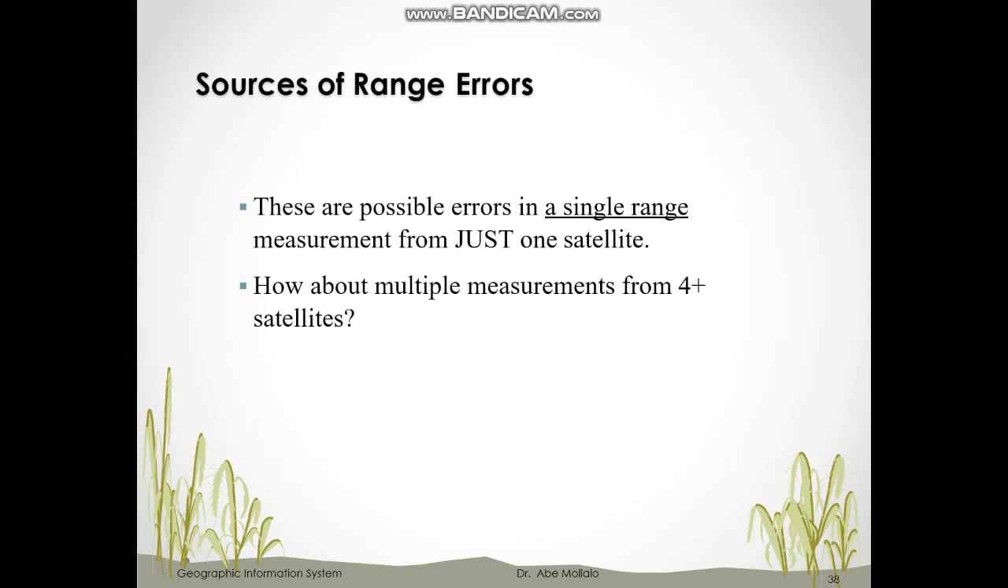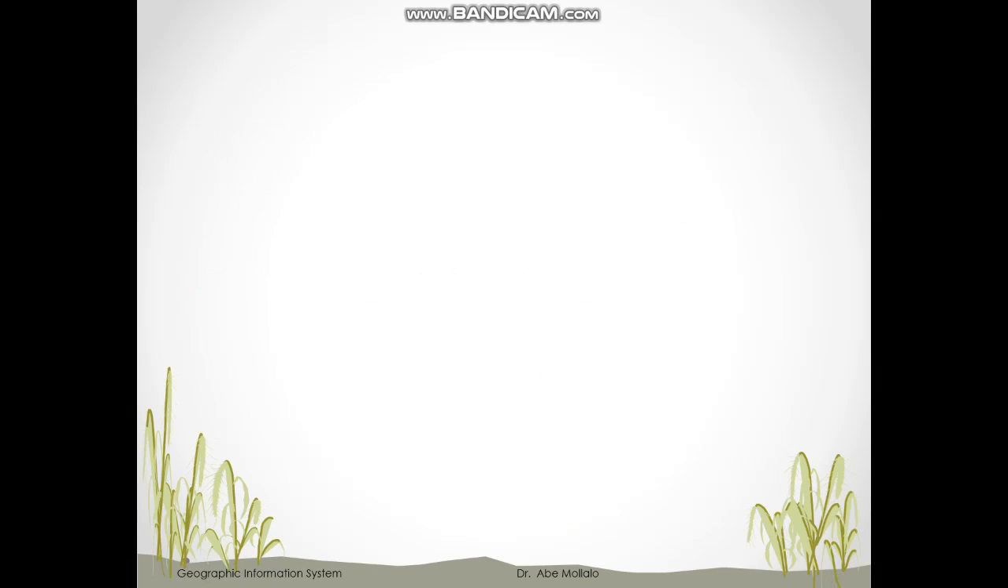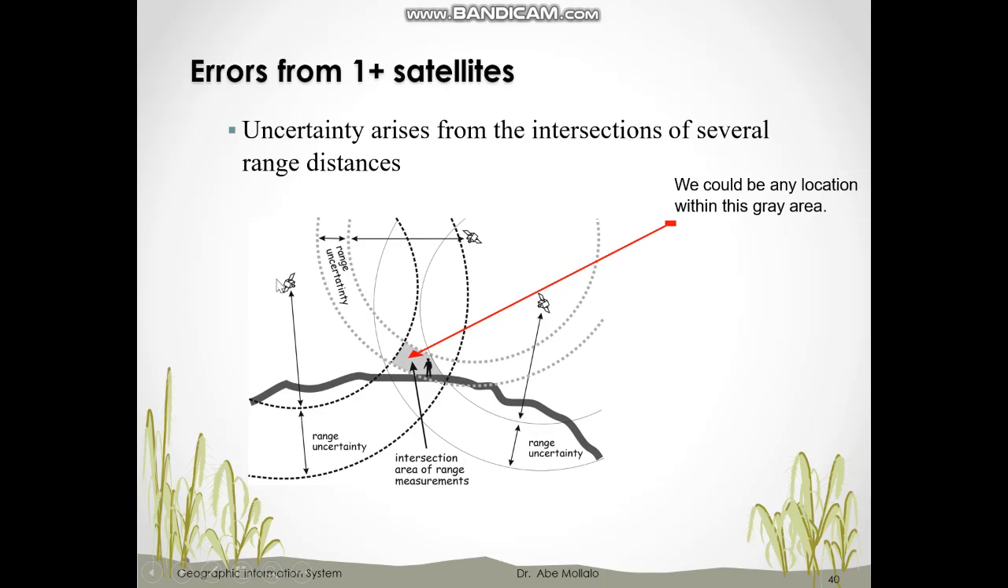So these were possible errors from a single range measurement from just one satellite. And we know GPS positioning is based on multiple satellite signals. Let's see the error from multiple satellites. Error from multiple satellites is a much more complicated issue. Let's say this satellite produces uncertainty in the distance. Then we draw a band rather than a circle. So it's not just one circle, it's going to be a circle between this one and also this one because of the range uncertainty. So we will have a band rather than one circle.